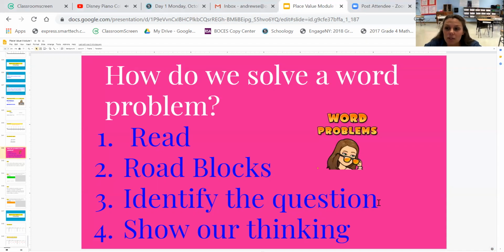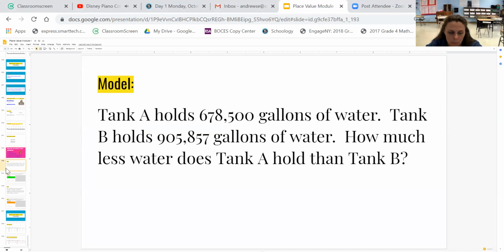I like to underline or identify the question. Sometimes there's more than one question. And of course, we need to show our thinking. I told you the last few weeks, I really like the tape diagrams because it shows the equation of what we're solving. Let's go ahead and start our very first one.